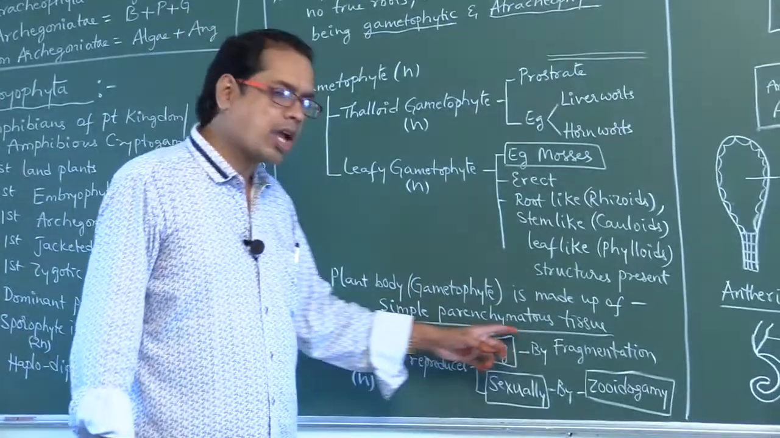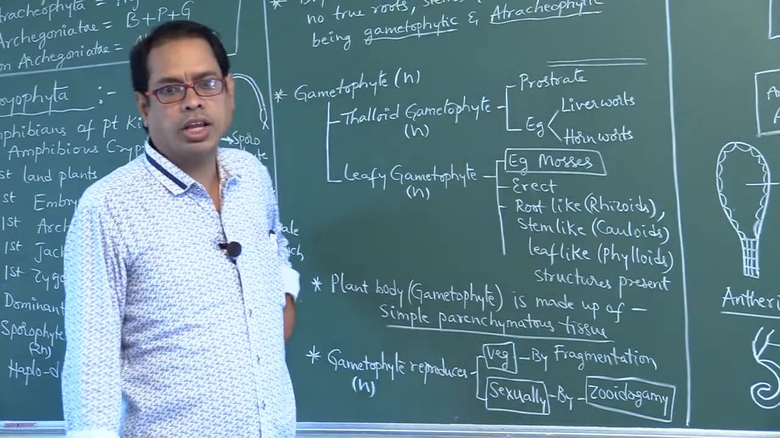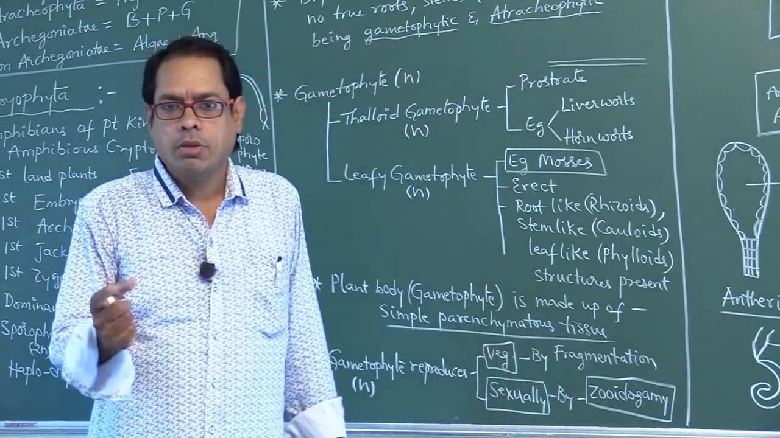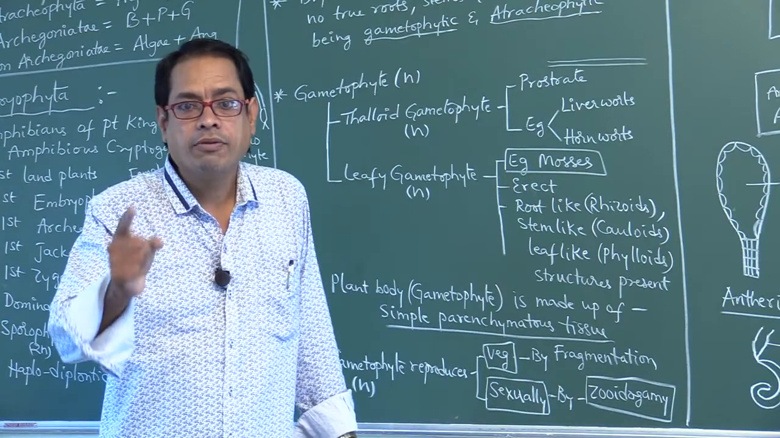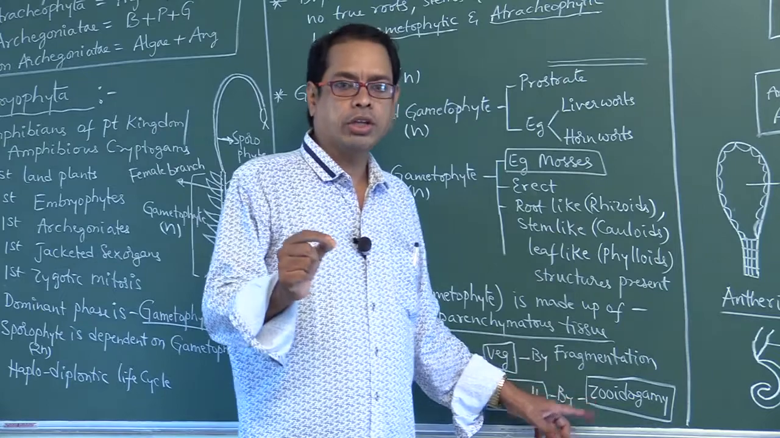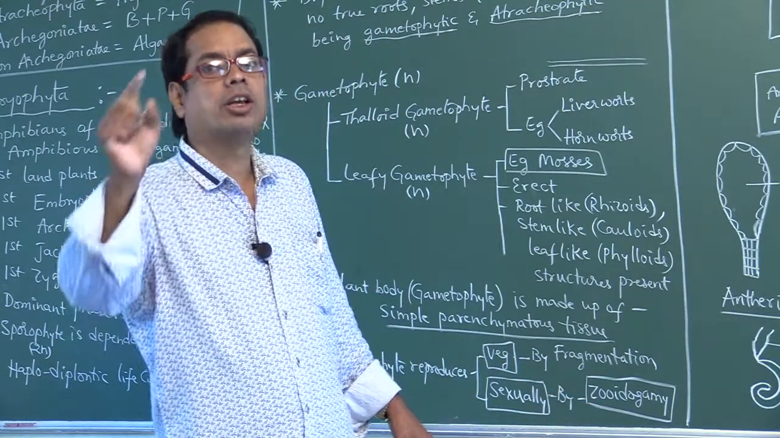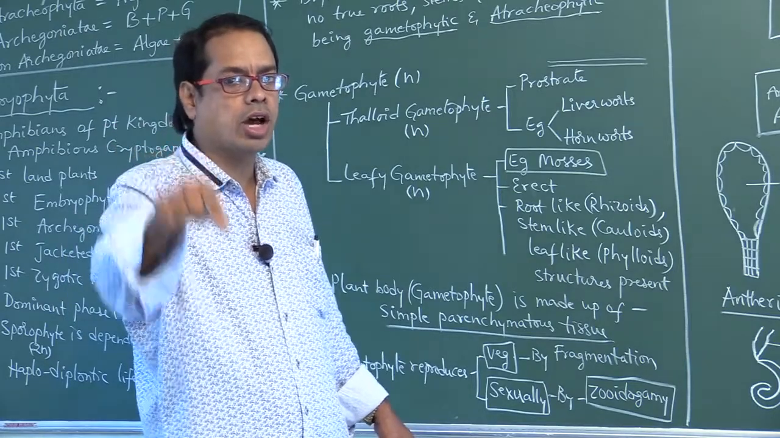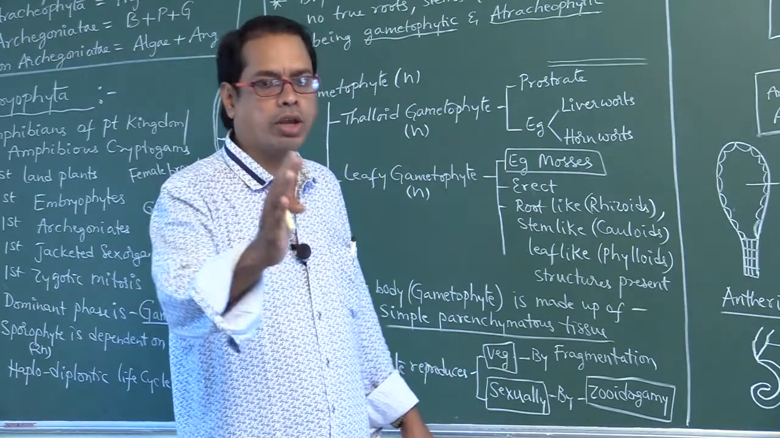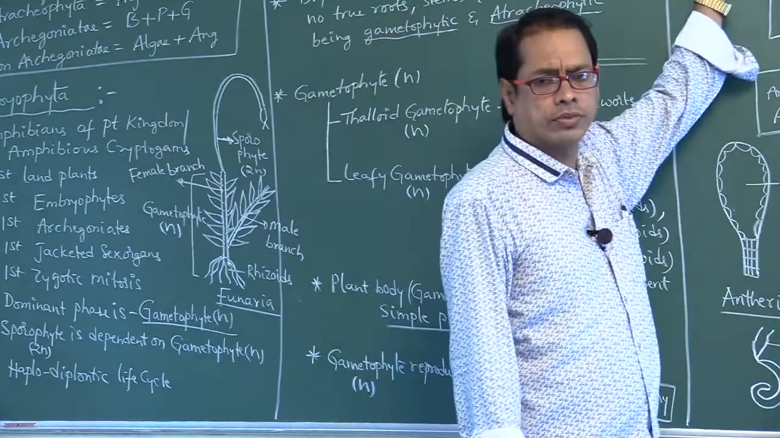That is so-called fragmentation. And sexual reproduction, it can reproduce sexually, that is by which method? Zoidogamy. Zoidogamy means the male gamete is motile and the female gamete is non-motile. That type of oogamy is called zoidogamy. Overall, zoidogamy is found in both Bryophyta and Pteridophyta.